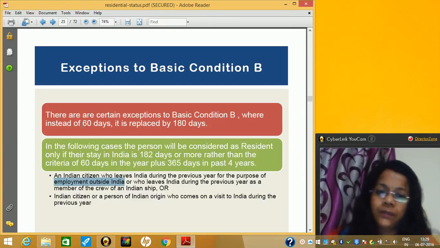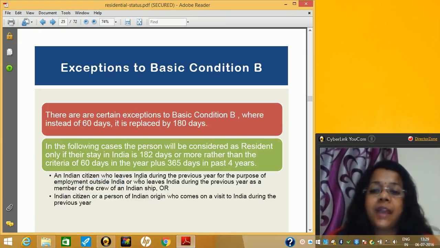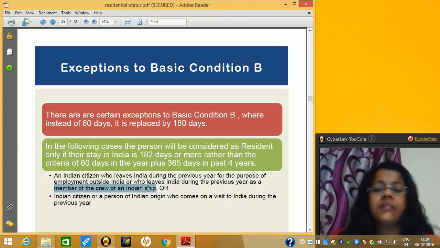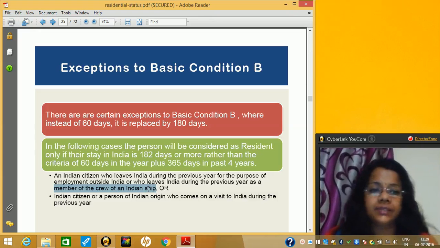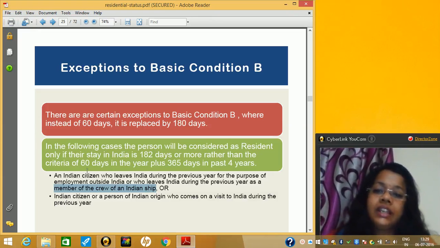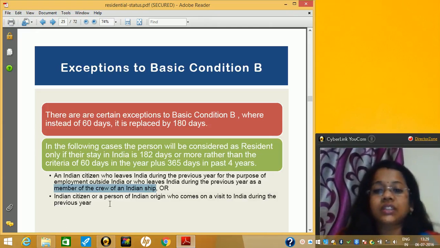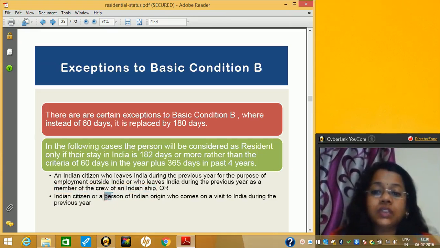And the second one, a person who leaves India during the previous year as a member of the crew of an Indian ship. It's clear itself that if a person is leaving India as a member of the crew of an Indian ship, then this exception will be applicable and 60 days will be replaced by 180 days. And the third one, an Indian citizen or a person of Indian origin who comes on a visit to India during the previous year. The third one is very important because there are two things which we need to understand.